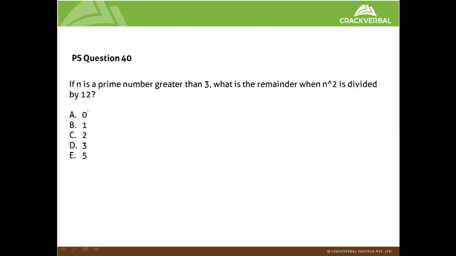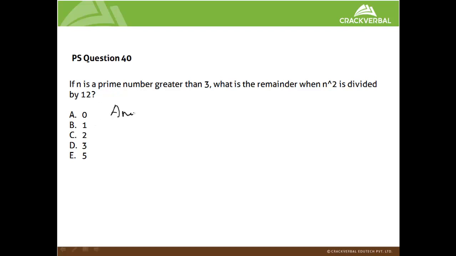Now let's see what is the theory or the math behind this question, because whenever we divide the square of any prime number greater than 3 by 12, we get the remainder as 1. So there should be some theory behind it. Let's see what the theory is. The theory is very simple.